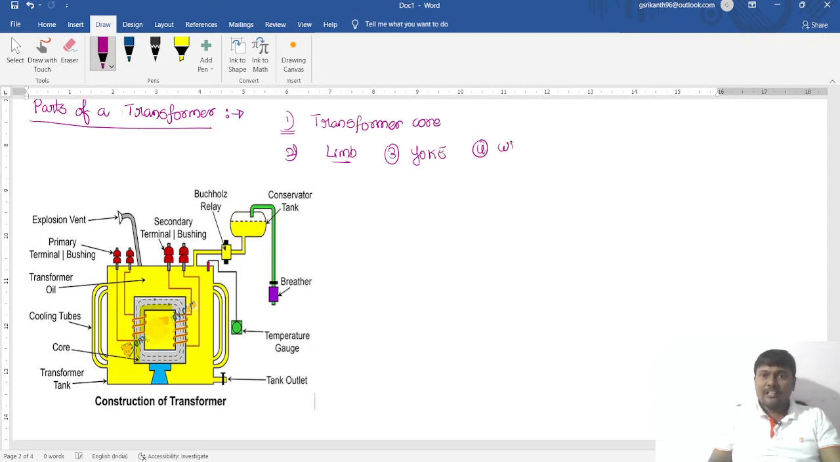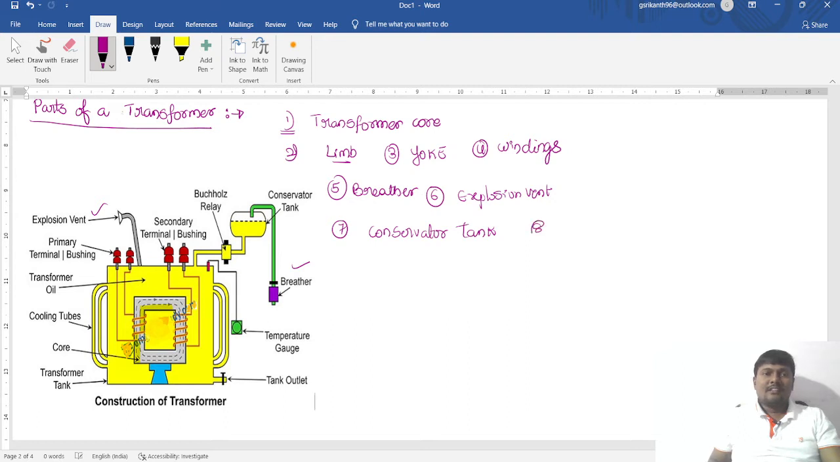Fourth is windings. And fifth one is breather. And sixth is explosion vent. Seventh is conservator tank. And eighth is Buchholz relay.